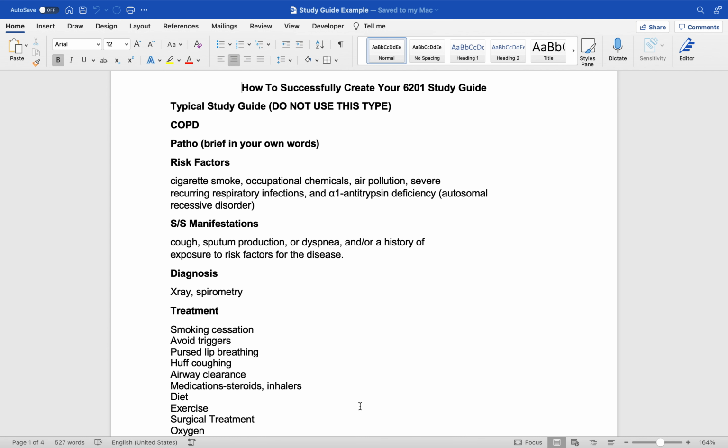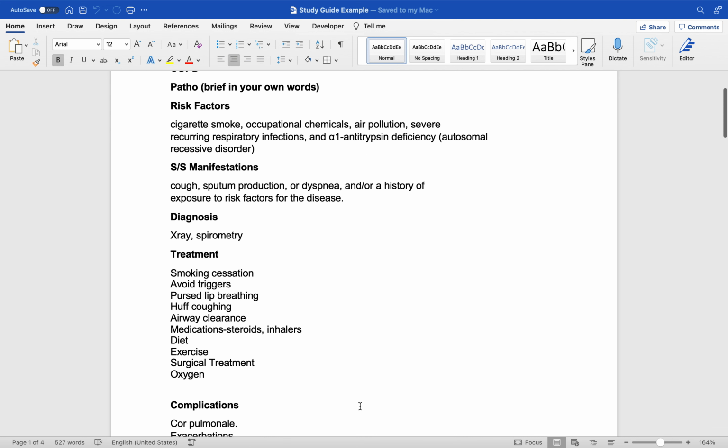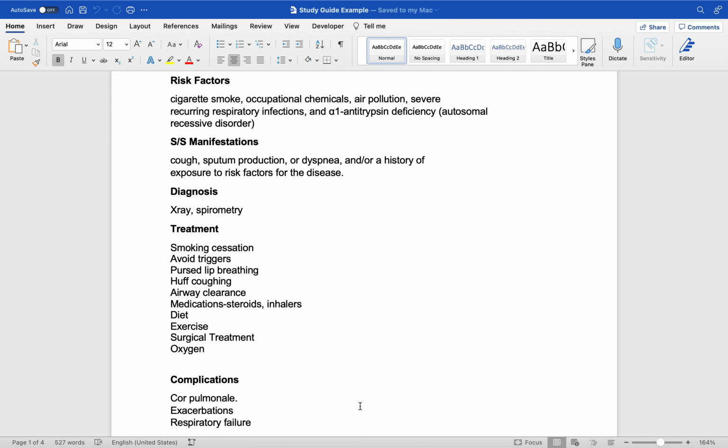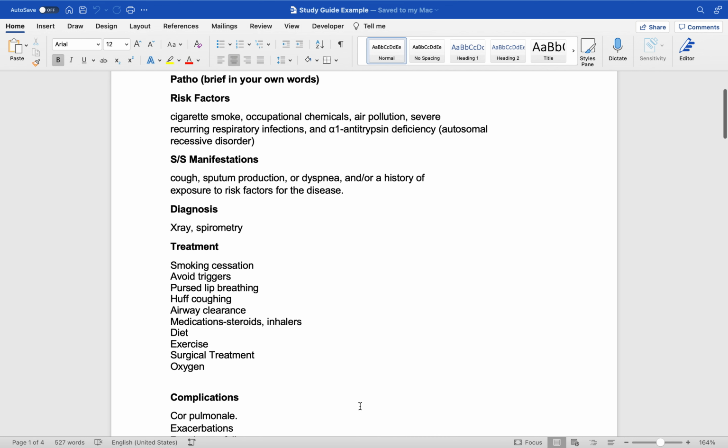For this example of the study guide, you can see that it's very factual based. It's just listing things off for you. Although these are important things to memorize, just memorizing them is not going to help you answer a question when it's asking about a complication of a treatment, signs and symptoms of a complication, or what to do first. I use COPD as an example here.